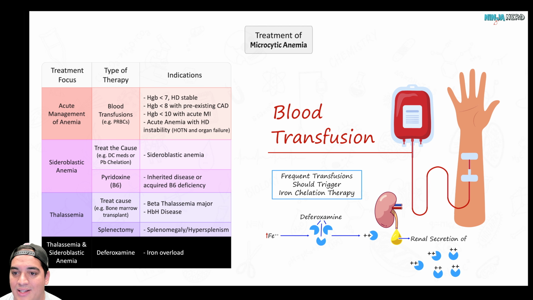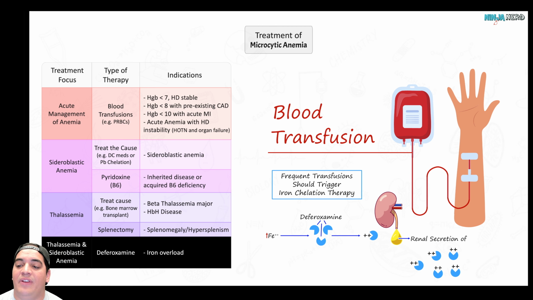For sideroblastic anemia, what do you do? You give them B6 for the inherited types, or you also can give them what else? You can potentially just discontinue the underlying trigger, which is the medications, right? For anemia of chronic disease, you treat the underlying cause, with erythropoietin only for anemia of CKD with hemoglobin less than 10. For thalassemia, splenectomy if they're having lots of splenomegaly or hypersplenism from hemolysis or extramedullary hematopoiesis. Otherwise, bone marrow transplant. And lastly, in patients who have thalassemia and sideroblastic anemia, they're at high risk for secondary hemochromatosis. How do you prevent this? You give them an iron chelating agent.